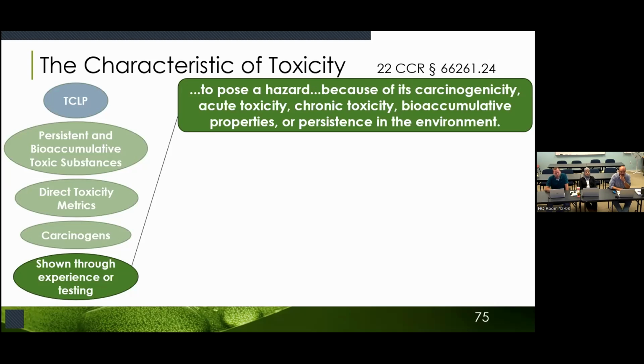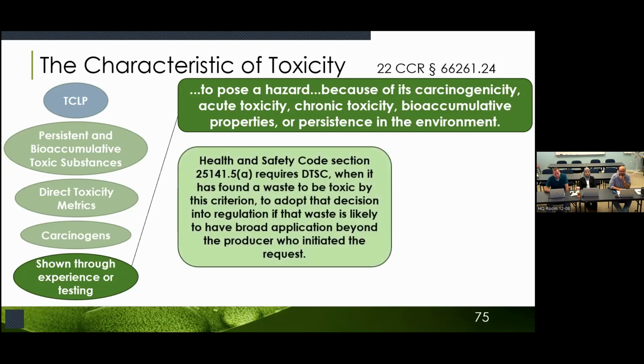However, notice that there are no thresholds or other metrics given here. For that reason, this criterion could potentially be interpreted in many different ways, which would make it difficult for generators to know if their waste are identified by it or not. So the legislature added Health and Safety Code section 25141.5, in which subdivision A requires DTSC to adopt a regulation if we use this criteria to identify any waste as hazardous, and if that determination would apply beyond just one generator.